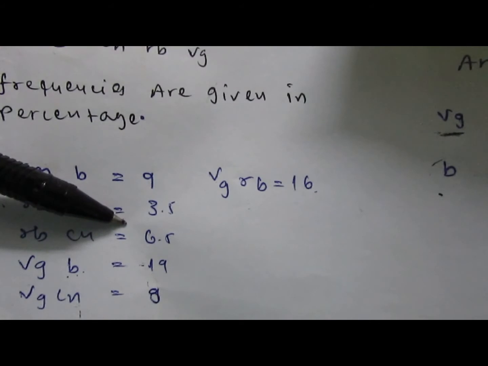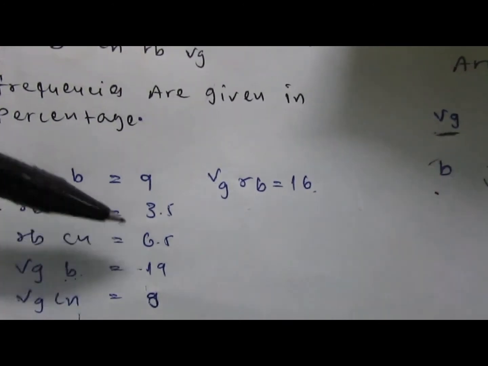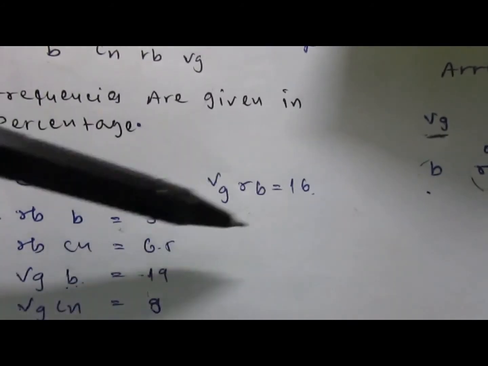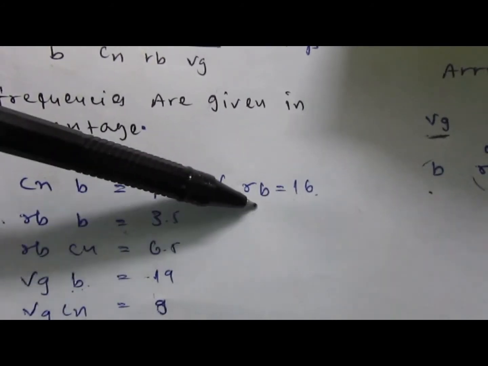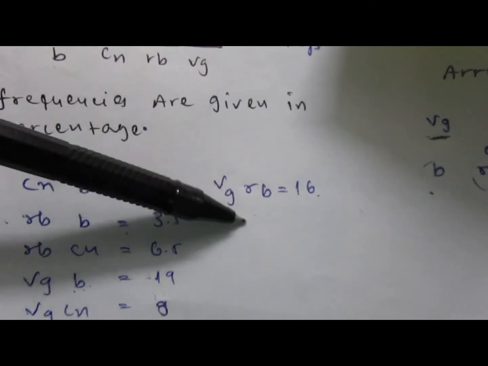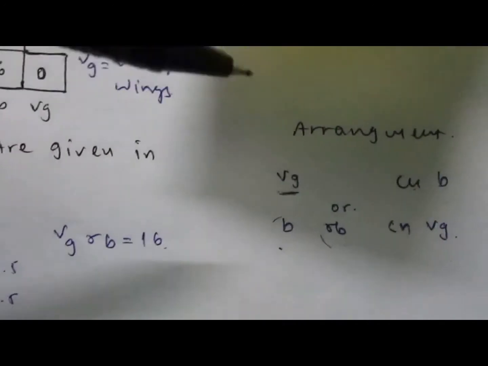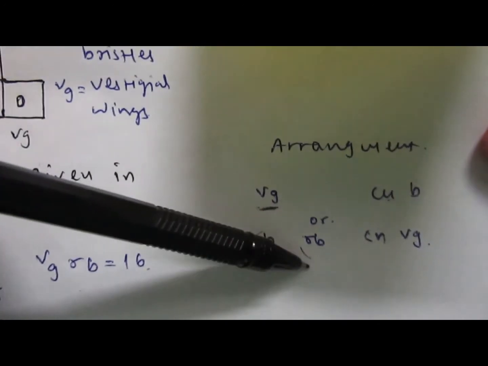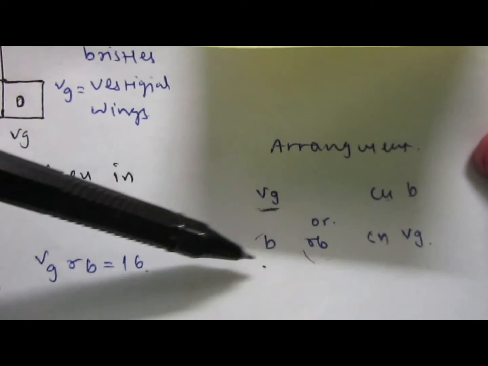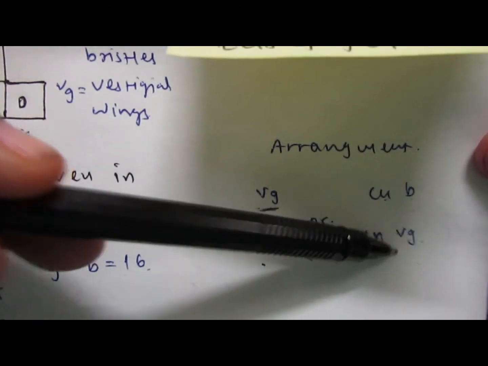Now try to find out the next frequency that is lesser than 19. I found that it is 16, that is between Vg and Rb genes. It suggests that Rb is situated somewhere in the middle between Vg and B genes. So I put Rb in the middle between the B as well as Vg genes.